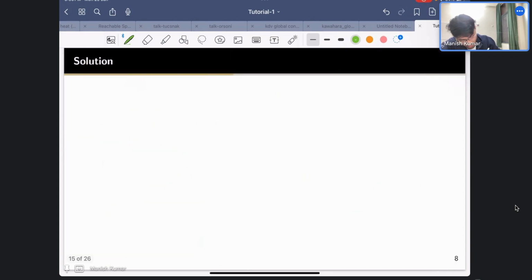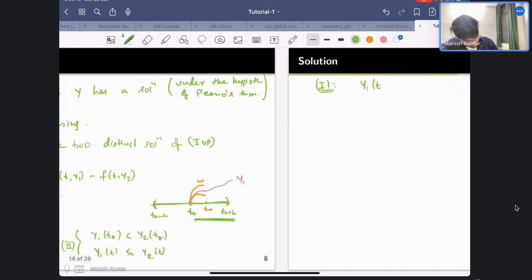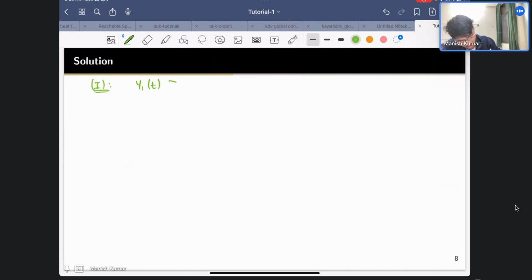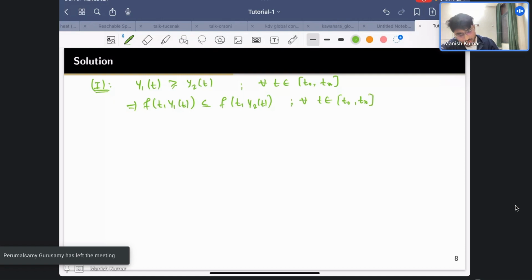So the first case says that y1(t) is greater than or equal to y2(t) for all t belonging to [t0, t*]. Okay, so t*. This would mean, since f is non-increasing, f(t, y1(t)) is less than or equal to f(t, y2(t)) on [t0, t*].